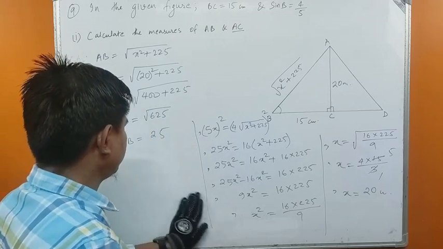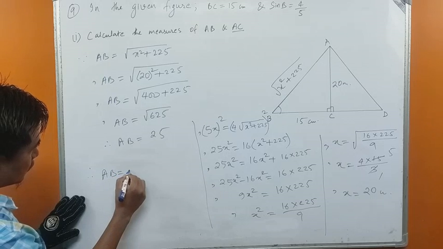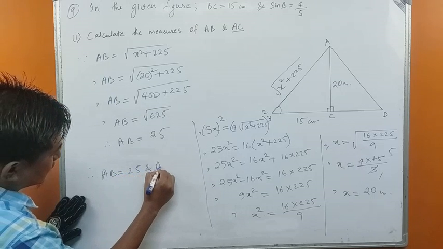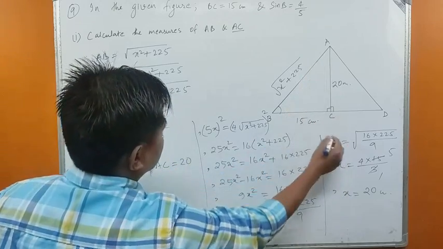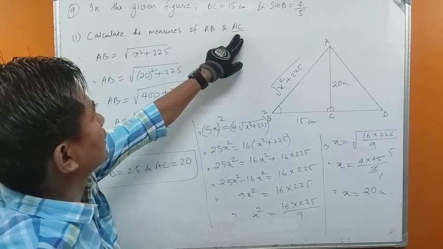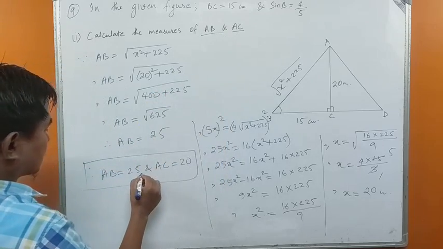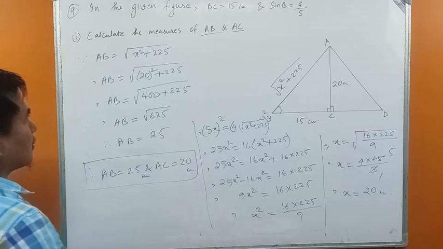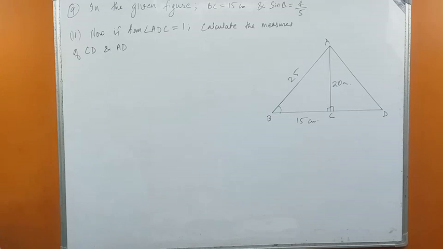Therefore, we found AB equals 25 and AC equals 20, isn't it? AC is 20. So we were asked to find the value of AB and AC. AB is 25 and AC is 20 centimeter. Okay, both are centimeter. I hope you got this. Now let us do question number 2. Okay, let us do question number 2 of 9.